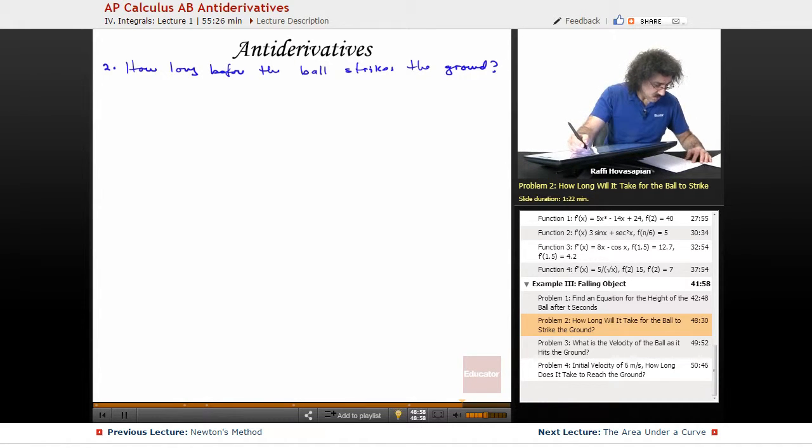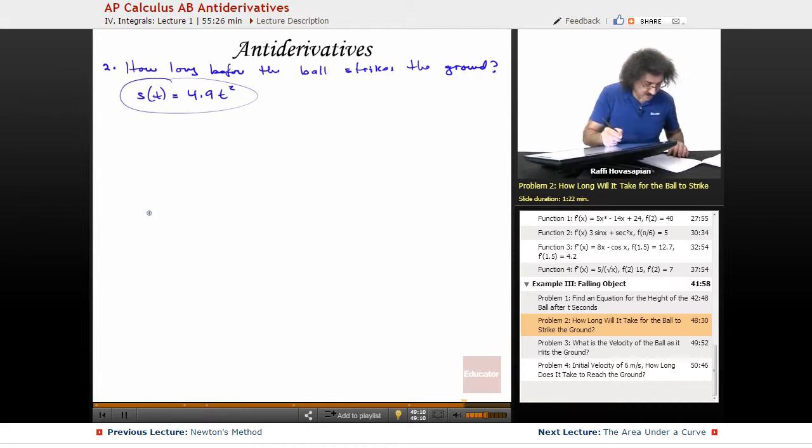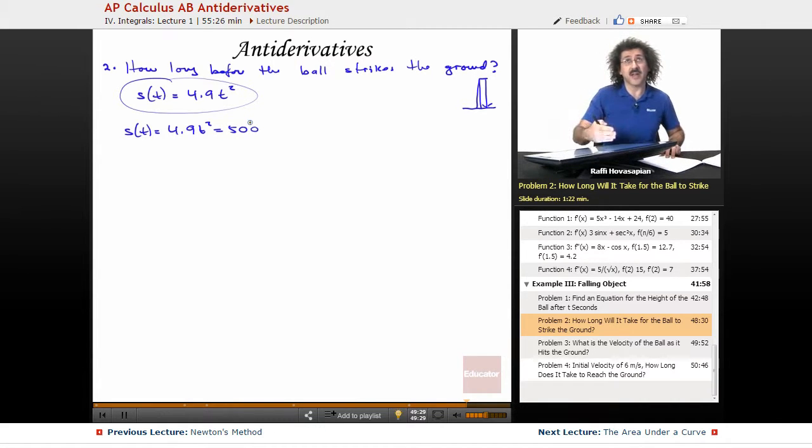Well, let's see. So we came up with our S of t, which was going to be 4.9 t squared, right? That was our position function. Well, we're falling 500 feet, right? Our tower was this one. So we need to find out, so we're going to set S of t, which is 4.9 t squared, to 500. In other words, how many seconds does it take to go 500 feet?